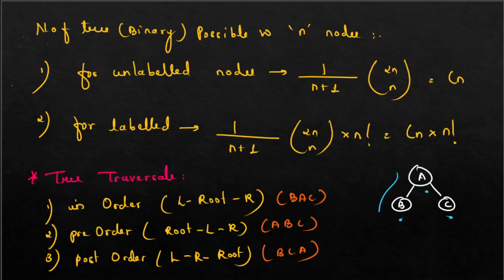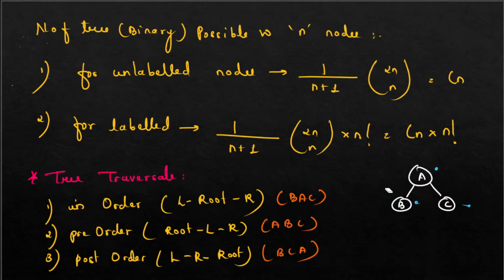So what will be the sequence if you come along? B, A, C, like this. And this is for in order. Now for pre-order, just keep the dot here, here, here. If you go here, it will be A, B and C. And for post order, how are we going to keep the dots? This side, this side, this side. So B, C, A, like this.